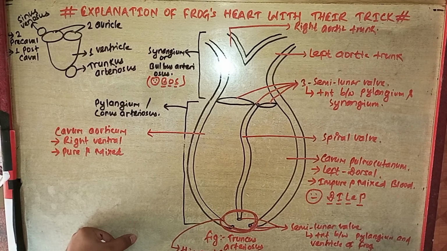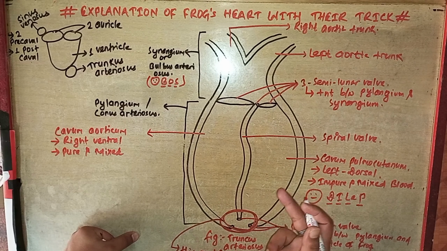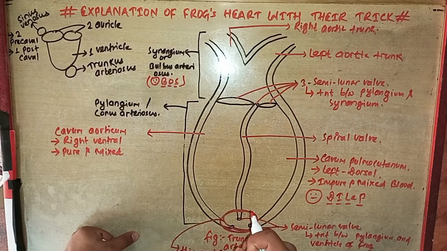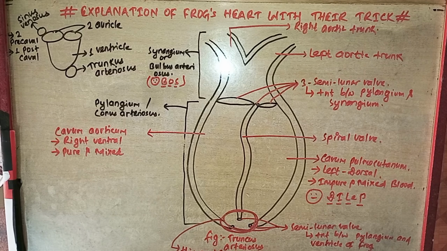And then the main point is, these three semilunar valves connect phalangium to the ventricle. So the impure blood first enters into phalangium. For example, if the examiner asks you in which part, between phalangium and synangium, blood first enters from the ventricle, then you have to say phalangium, because the ventricle is connected with this part. So this is all about the explanation of truncus arteriosus, and now it will be crystal clear for you. And now I'll provide you 2-3 important points that will be very important for you. So note it down.